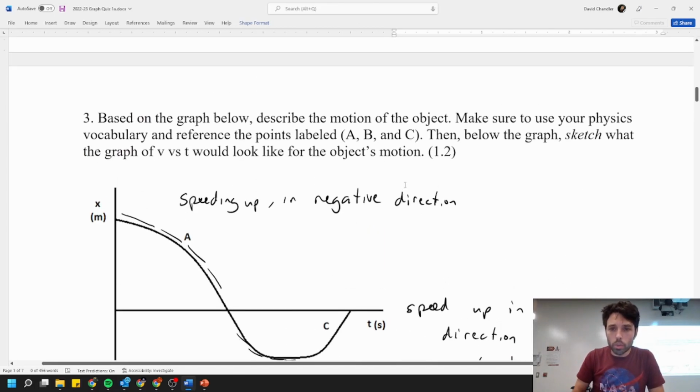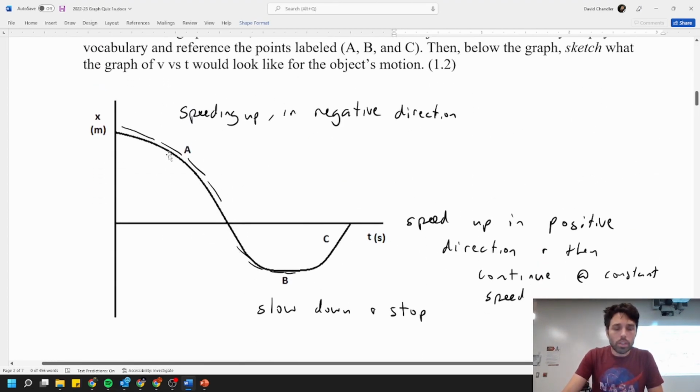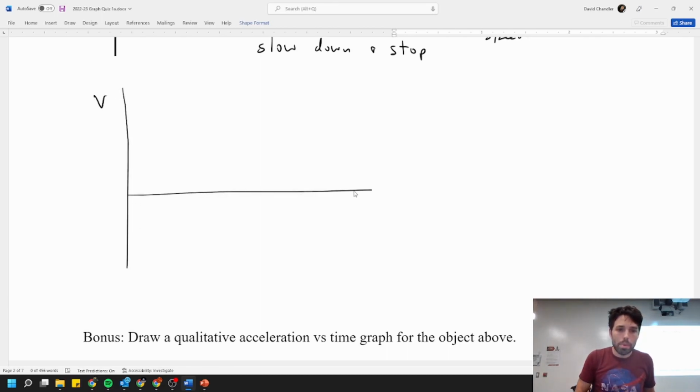And then asked you to, below the graph, sketch what the graph of velocity versus time would look like. And when it says sketch, that really just means show me the shape of this. So let's see, speeding up in the negative direction. What does that look like on a velocity time graph? Speeding up in the negative direction means we're doing this, okay?